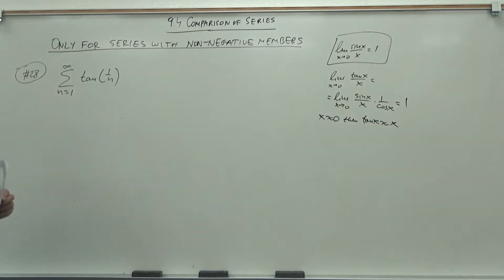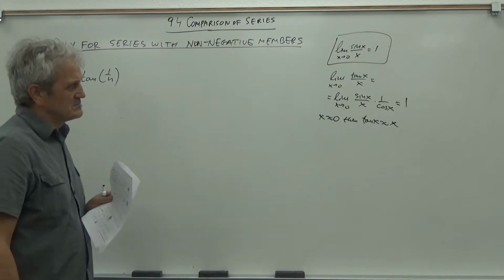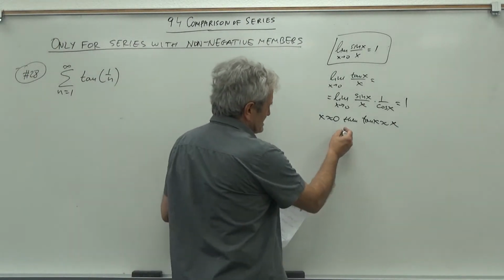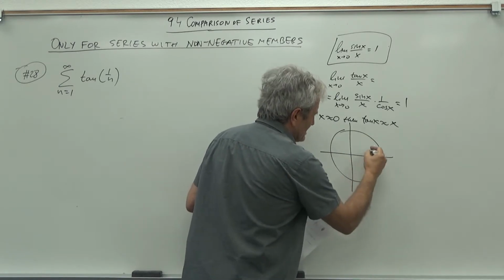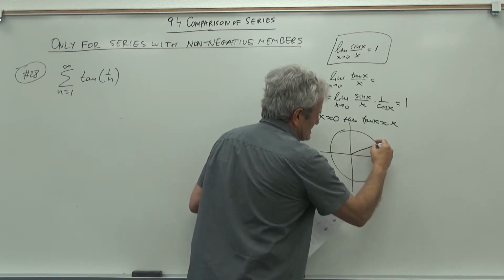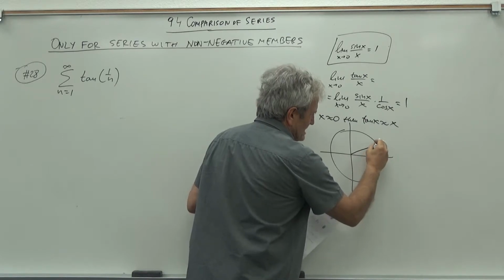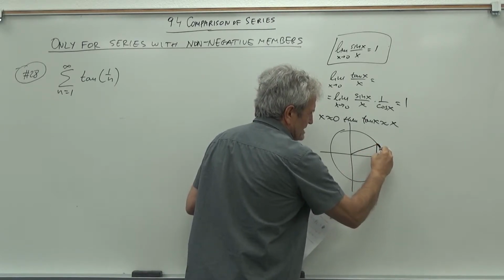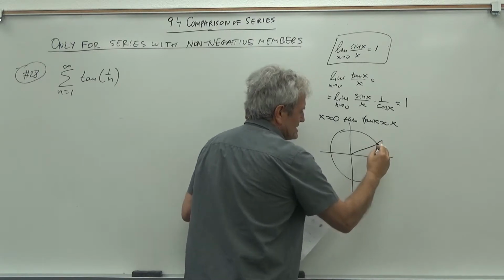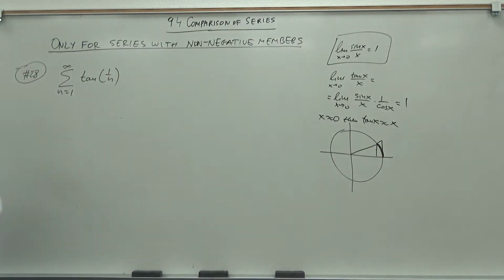So the value of the tan and the value of the angle are very similar. And generally you can even see that geometrically. You have a circle and a tiny angle. I'm going to draw it a little bigger so that you can see it. The angle is this length, sine is this length, and tan is this length. So these three lengths are all very, very small, but very close to each other.